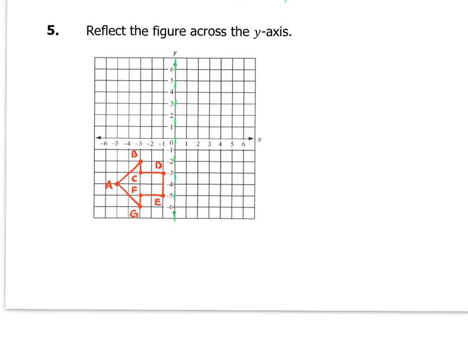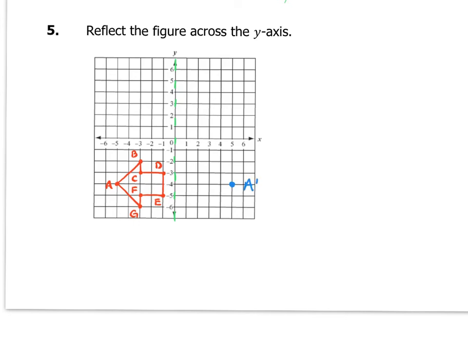To do that, we're going to draw our new points. We're going to keep the y-coordinates the same. The x-coordinates of the points are just going to be the opposite. So look at point A. Point A has coordinates of -5, -4. The image of point A, or A prime, will have coordinates of 5, -4, which would be right here. Again, the y-coordinate stays the same, but the x-coordinate becomes the opposite.